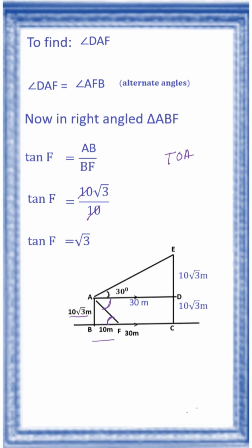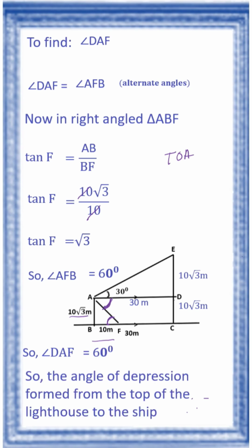For which angle tan ratio will be root 3? We know it is 60 degree. So angle AFB is 60 degree. So angle DAF, this is the important angle that we have to find out, is also 60 degree. So the angle of depression formed from the top of the lighthouse to the, this is the top of the lighthouse, to the ship, this is the ship, is 60 degree.